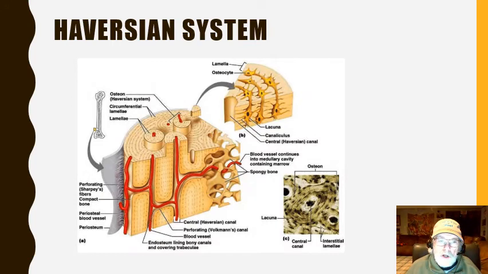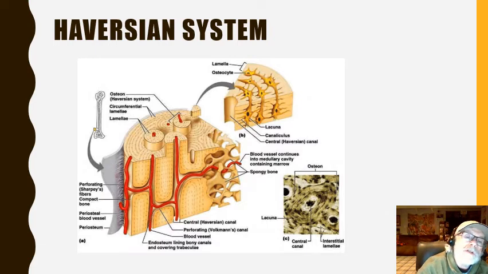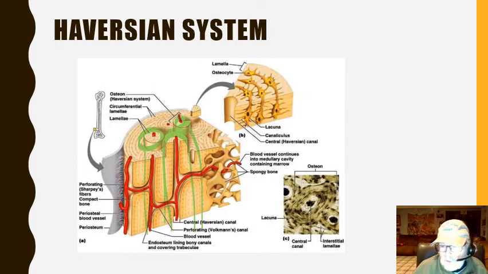This is what we're talking about. So this is a little bit of bone. And if we look at bone, bone actually occurs in these cores. There's a core right here. Here's a core. Here's another core right here. Comes down. Another core comes down. You can see what I'm talking about. They occur in cores, and this is called the Haversian system.